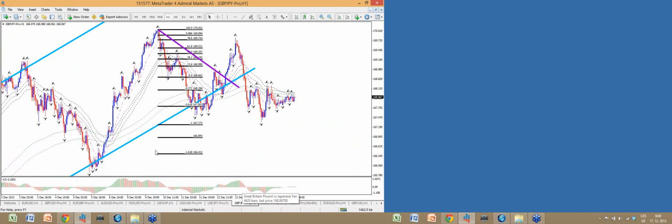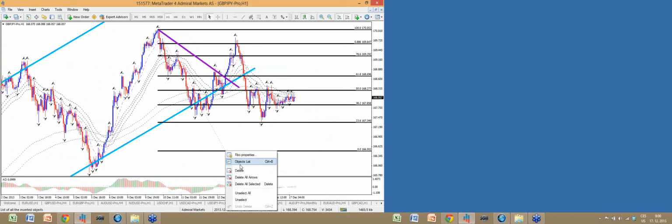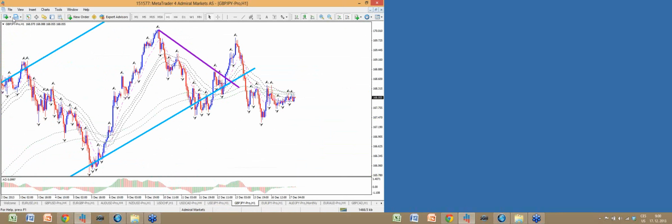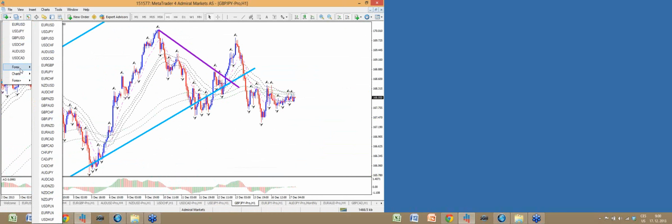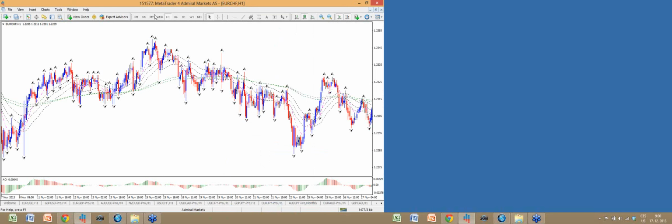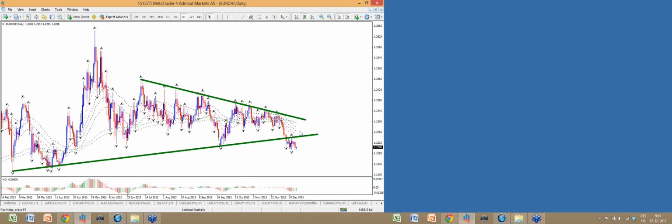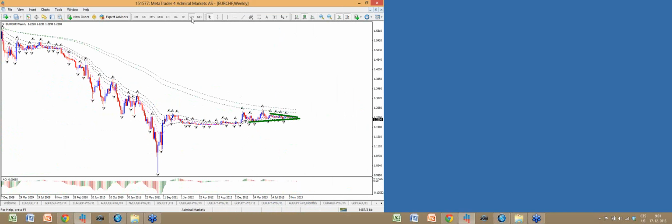Let's take a look at something else, maybe like the pound yen. Before we do that, though, let's take a quick look at Euro Swissy. Euro Swissy Waveful is saying broke out of a triangle, and it certainly did indeed. The entire move relatively very flat, though, of course, on the weekly chart, choppy.